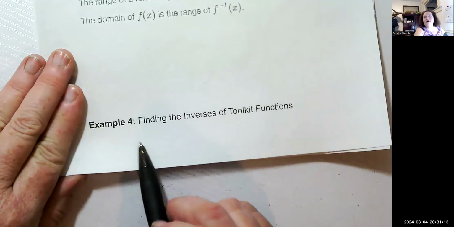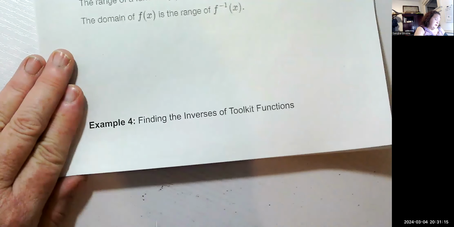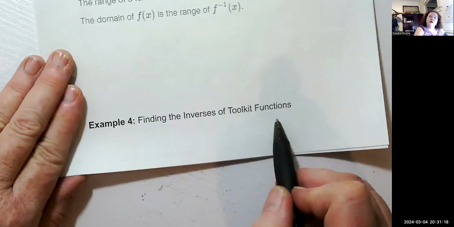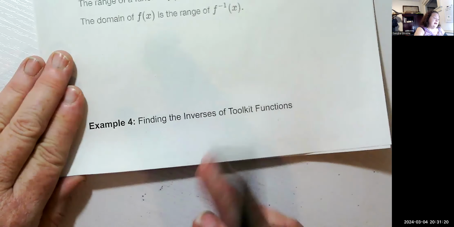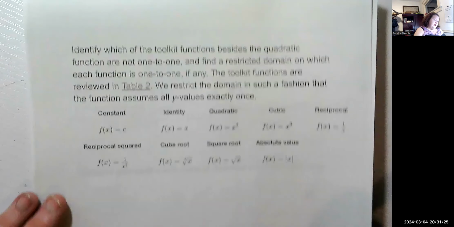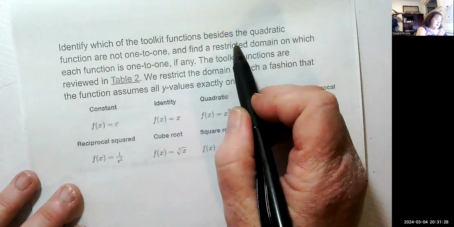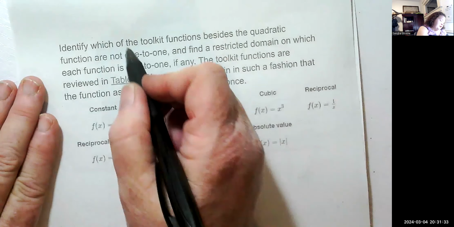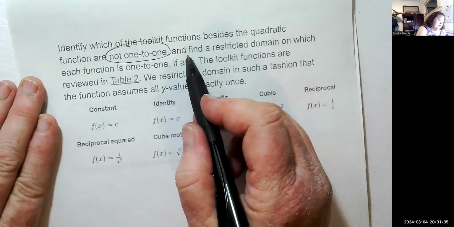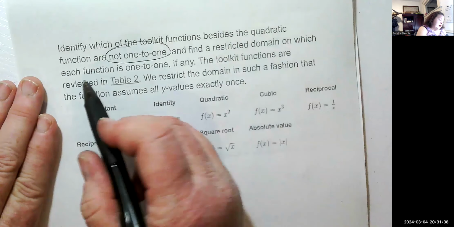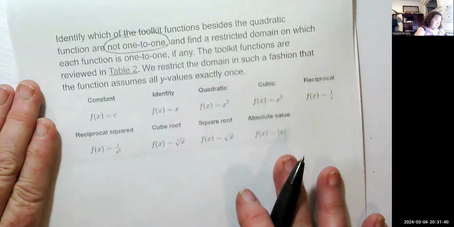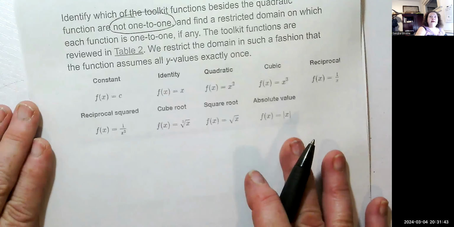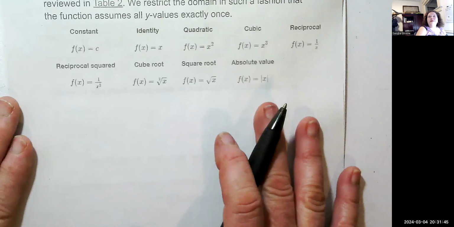All right. This next one here is example 4, and I'm sorry, cut off down here. I need to change some things up. Finding the inverses of toolkit functions. Okay, so that's the next thing we're going to do. Identify which of the toolkit functions besides the quadratic function are not one-to-one. So we need to know who's not one-to-one. And find a restricted domain on which each function is one-to-one, if any. Okay. All right, so I'm going to just do them all, just so we can see what's going on.